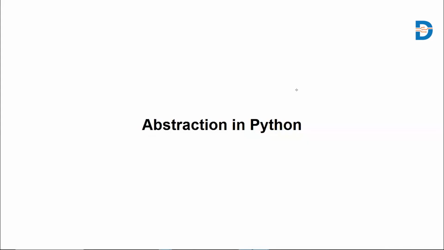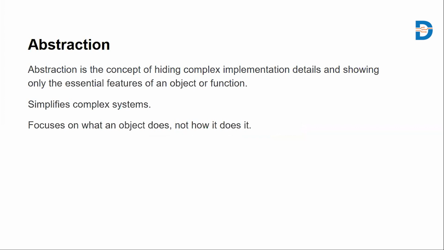So, hello everyone. Today we will discuss an important concept in object-oriented programming, that is abstraction. So, what is abstraction? Abstraction is the process of hiding the implementation details and exposing only the essential features. It helps in simplifying complex systems by focusing on what an object does rather than how it does it.